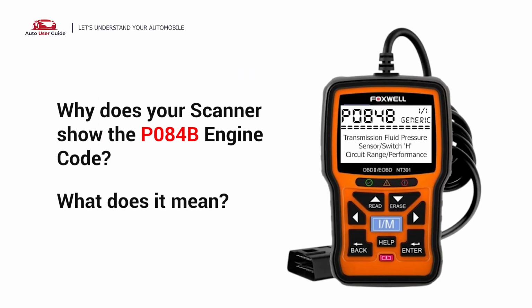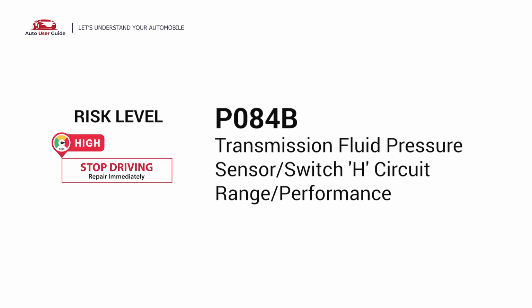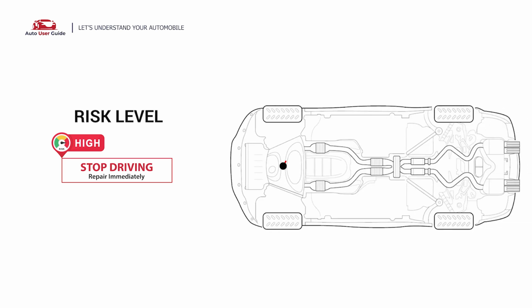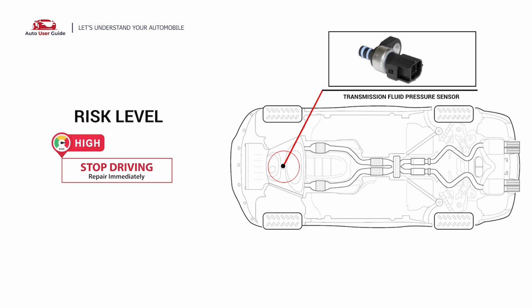Why does your scanner show the P084B engine code? What does it mean? P084B is a diagnostic trouble code for transmission fluid pressure sensor or switch H circuit range or performance. The P084B code indicates the PCM or TCM detected an abnormal signal from the H fluid pressure sensor. Hydraulic pressure does not match the expected gear state. Under this circumstance, stop driving and repair your vehicle immediately.